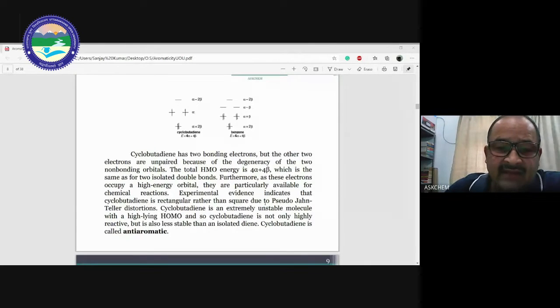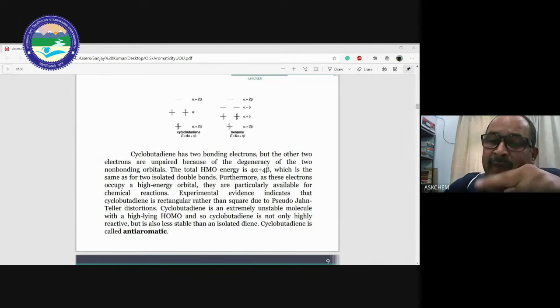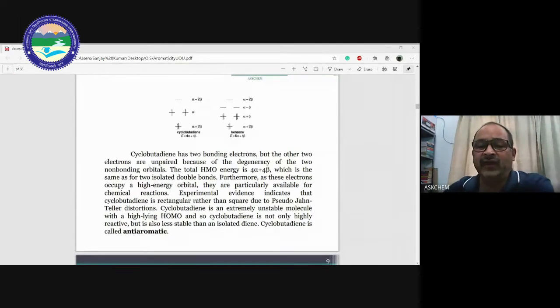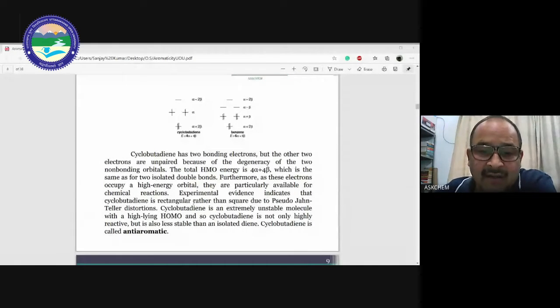Experimental evidence indicates that cyclobutadiene is rectangular. Now here comes the geometry of the molecule. Like in the case of cyclooctatetraene, had cyclooctatetraene been planar and monocyclic, then it would have been anti-aromatic by the same count as cyclobutadiene is. But in the case of cyclooctatetraene, it is more tub-shaped, and the geometry adjusts some of the anti-aromaticity, making that molecule not that anti-aromatic, but non-aromatic in the case of cyclooctatetraene.